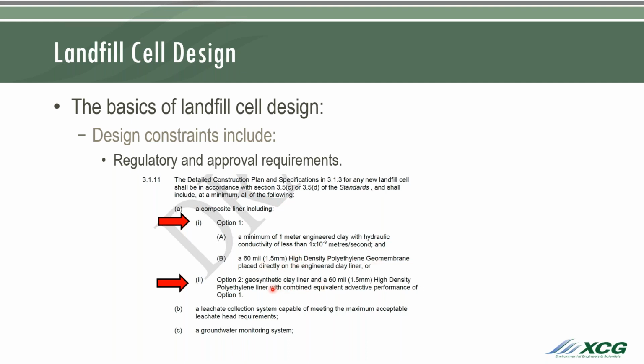The second option that we could have gone with was a geosynthetic clay liner, which is basically a fabric with bentonite, an artificial clay, woven into it, and then that same high density polyethylene liner above it. If you're thinking of the difference between the two, your geosynthetic clay is millimeters thick, whereas your 1 meter of clay is obviously 1 meter. So you're losing a significant amount of capacity for your landfill by going with option 1.